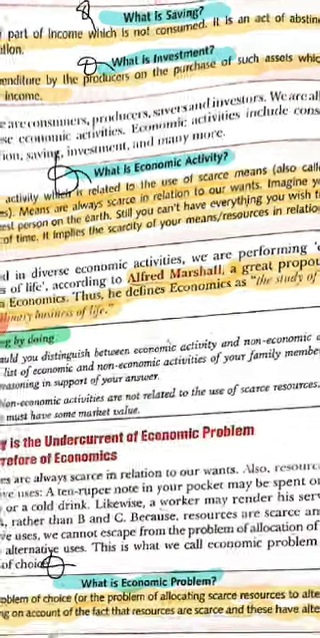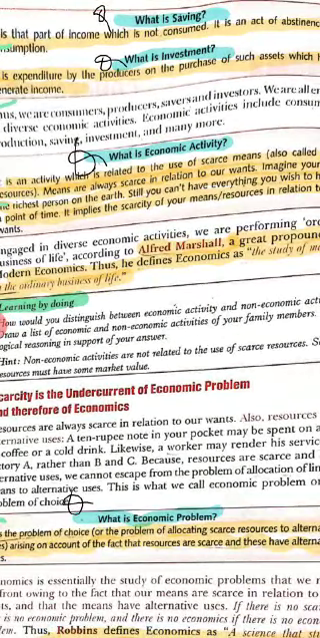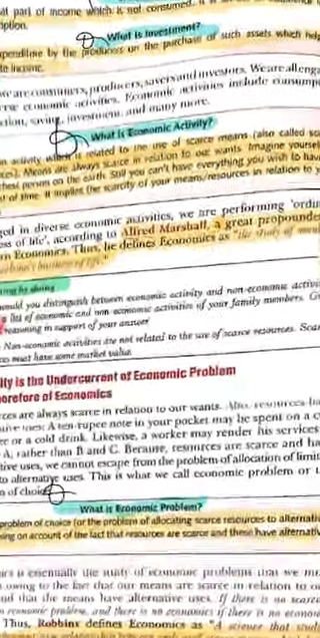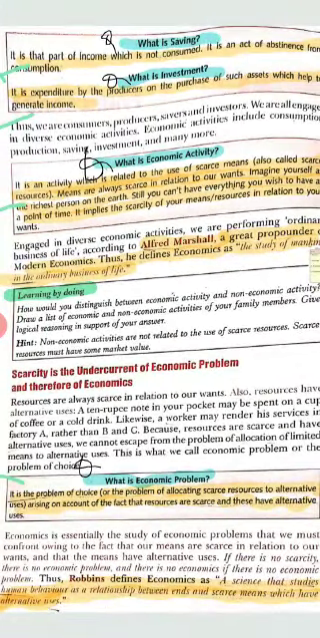Next is what is investment? Investment is expenditure by the producers on the purchase of different assets like land, like machinery, like generator or different equipments that is helpful in the production process and that has a capacity to generate income. Next main topic is what is economic activity? In economic activity, we are studying that resources are scarce and our desires are unlimited.